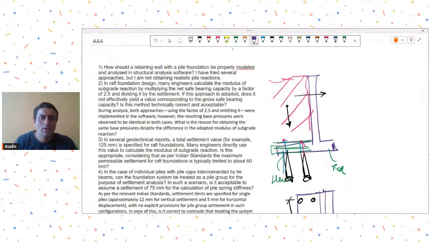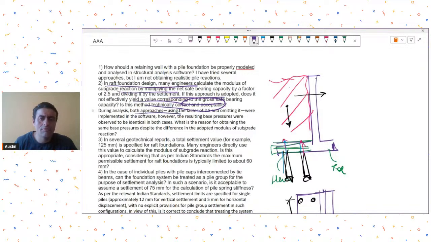Okay. Right. Then his next query is raft foundation design. Many engineers calculate the modulus of subgrade reaction by this. If this approach is adopted, does it not effectively yield a value corresponding to gross SBC? Is this method technically correct and acceptable during analysis?